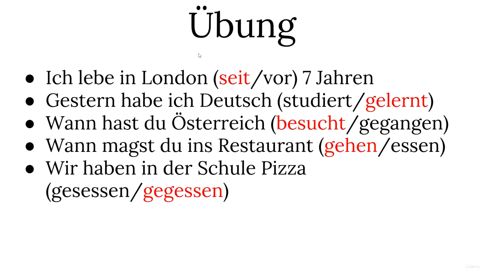So let's see. Ich lebe in London seit 7 Jahren. In English, this sentence means I have lived in London for 7 years. Vor 7 Jahren would be 7 years ago. And the sentence in this case won't make sense. Therefore, the correct answer is only seit.